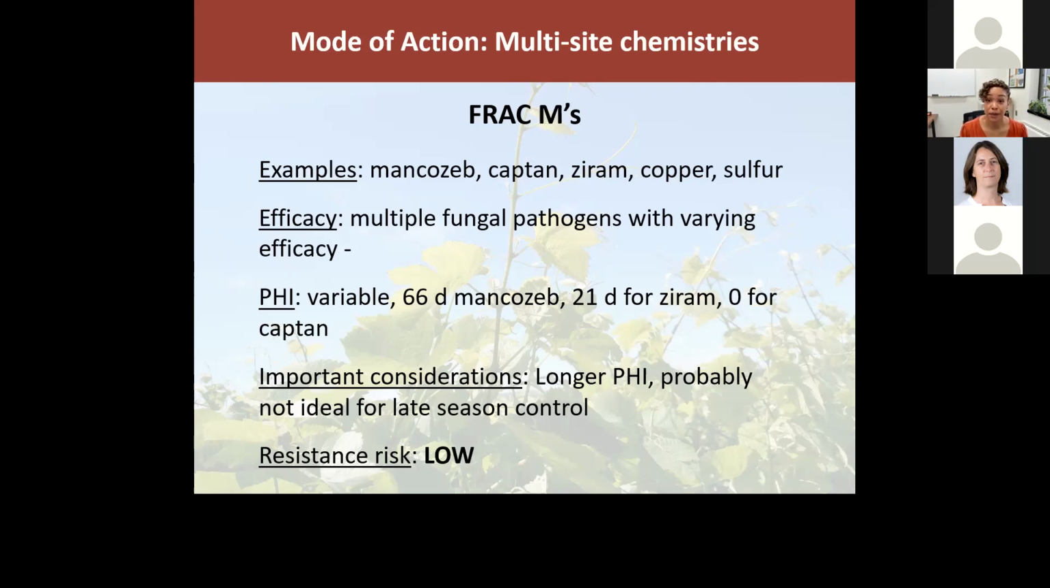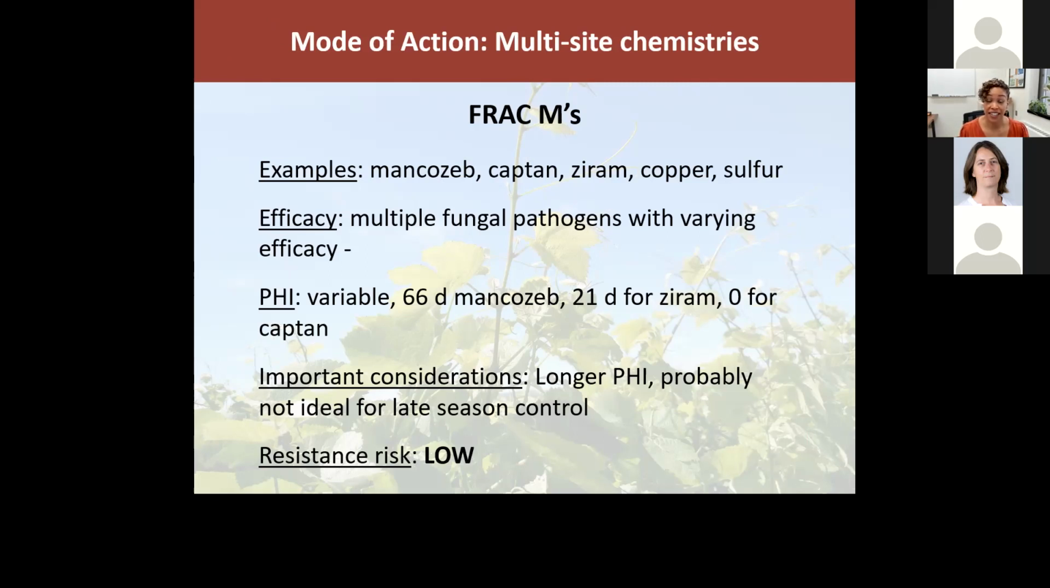So this first is going to be multi-site chemistry. This is what we have as FRAC M. And so FRAC M, essentially that is that multi-site, right? That's what that M means. And some chemistries I'm sure everyone is familiar with at this point: mancozeb, captan, ziram, copper, and sulfur. These are all chemistries that are considered multi-site, where they're acting at multiple sites to prevent that fungus from really exploding.